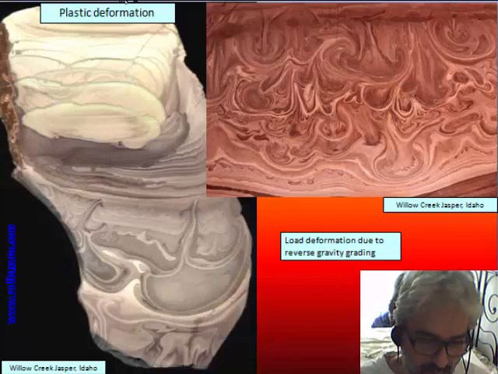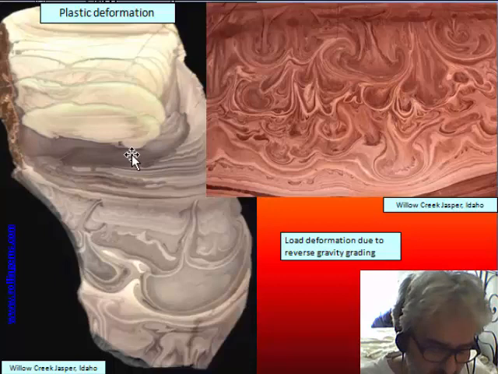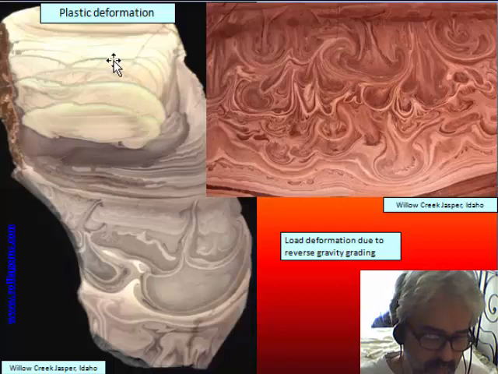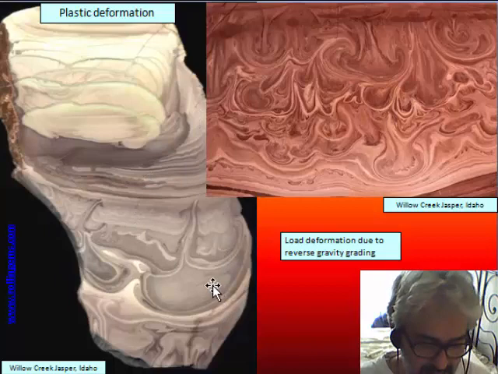So this is a load charging on the lower deposited jasper, and the formation occurs when there is a reverse gravity grading. That means that the upper portion of the jasper is drying, and when dry, it loses water and becomes more heavy. So it has higher density. So the lower part is trapped with water.